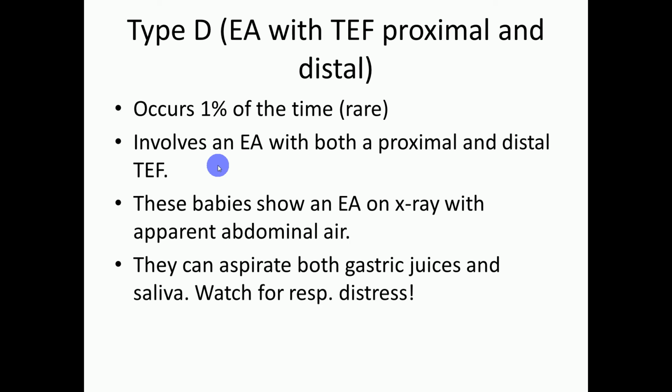Type D is an EA with the TEF both proximal and distal. This only occurs 1% of the time. It involves an EA with both a proximal and distal TEF. So these babies show an EA on the x-ray with apparent abdominal air. Now they can aspirate both gastric juices and saliva. So you really have to double watch them, because now my gastric juices and my saliva can back up into the trachea. These babies are very, very sick.